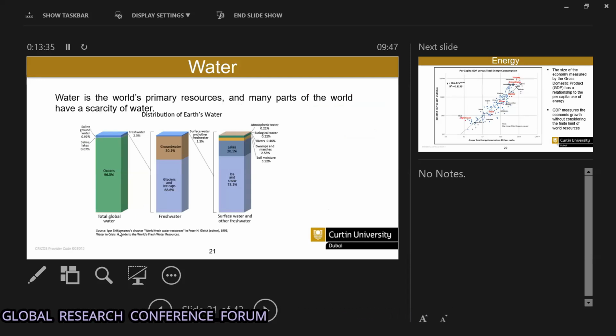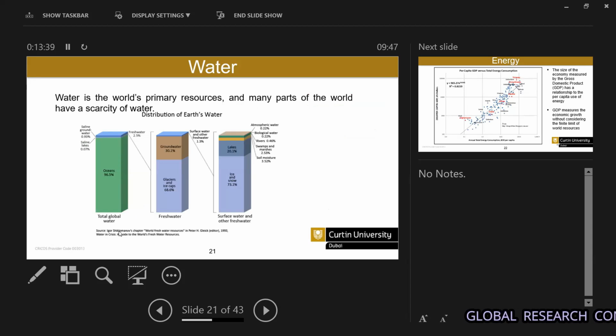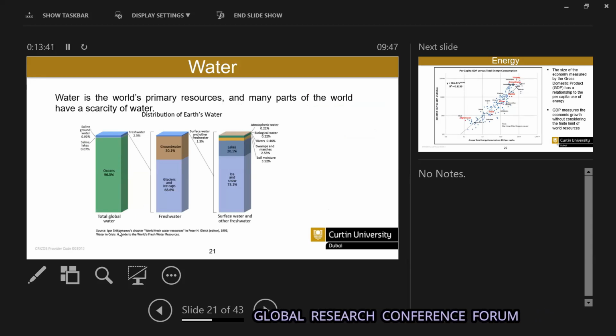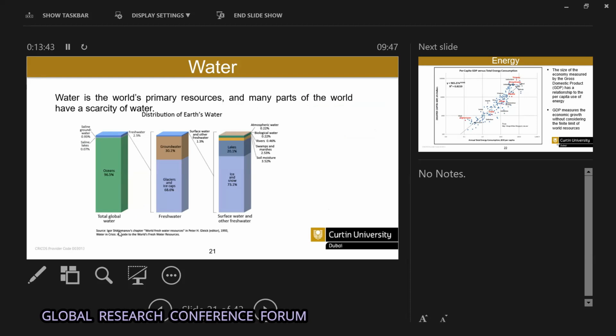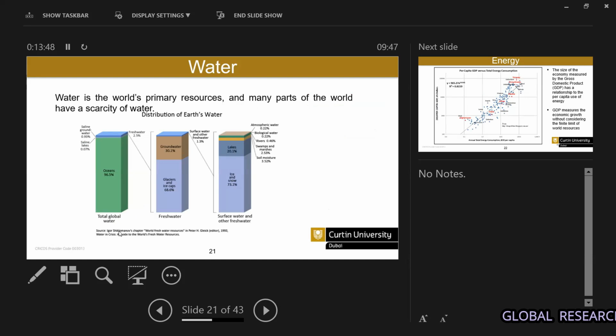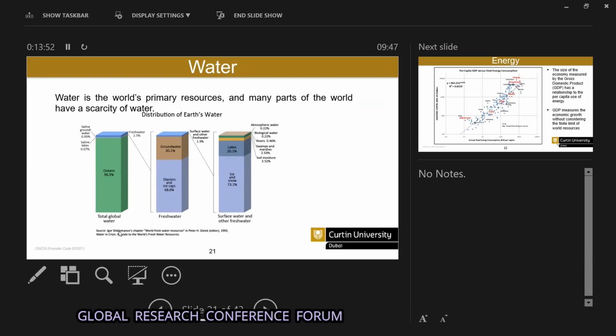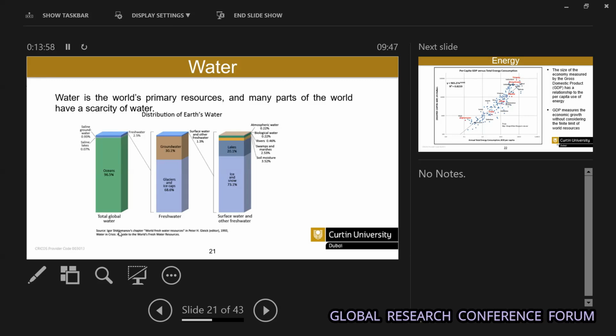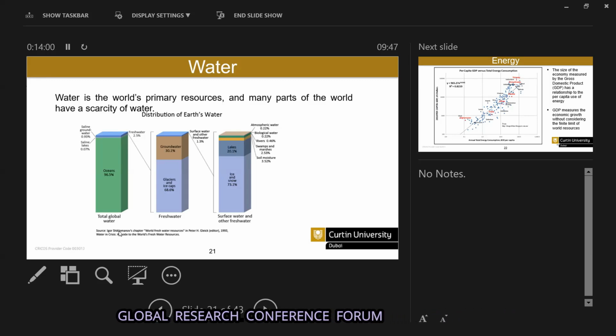Out of this total water, only 2.5% is fresh water available for use. In that 2.5%, groundwater is 30.1%, and surface water is 1.3%. In that 1.3%, you can also see the distribution. So water scarcity is a problem in many places. So we need to address this. Not only this, but also in our local country.